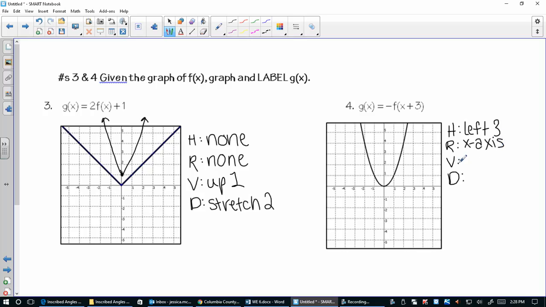And then V are vertical shifts. There's nothing being added or subtracted out here, so that is going to be none. And then same with dilation. Remember, we're looking for a coefficient out in front. There's no number out here, so that is also none.